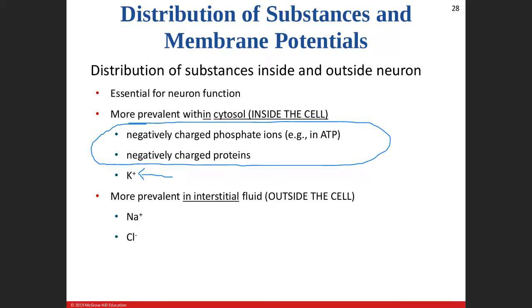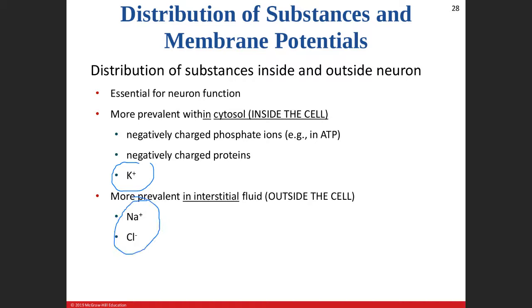The outside of the cell is way easier: the interstitial fluid, sodium and chloride. Granted, chloride is negative and sodium is positive, but there's way more sodium outside the cell than chloride. One sodium ion and one chloride ion cancel each other out, but there's about 140 sodium outside the cell and about 20 chloride. That's how we get the difference in charge. You need to know what is inside the cell, potassium, and what's outside the cell, sodium and chloride. Banana floating in the ocean.